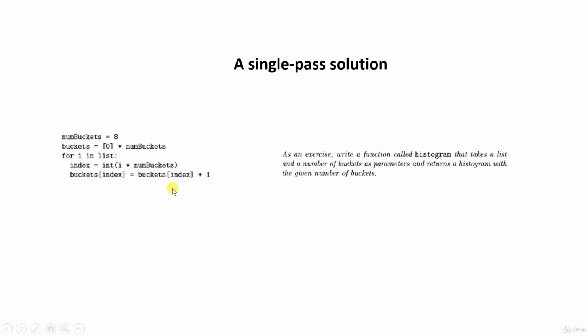We use the int function to convert a floating point number to an integer. Is it possible for the calculation to produce an index that is out of range, either negative or greater than len brackets? A list like brackets that contains a count of the number of values in each range is called a histogram. Here is an exercise for you: write a function called histogram that takes a list and a number of brackets as parameters and returns a histogram with the given number of brackets.